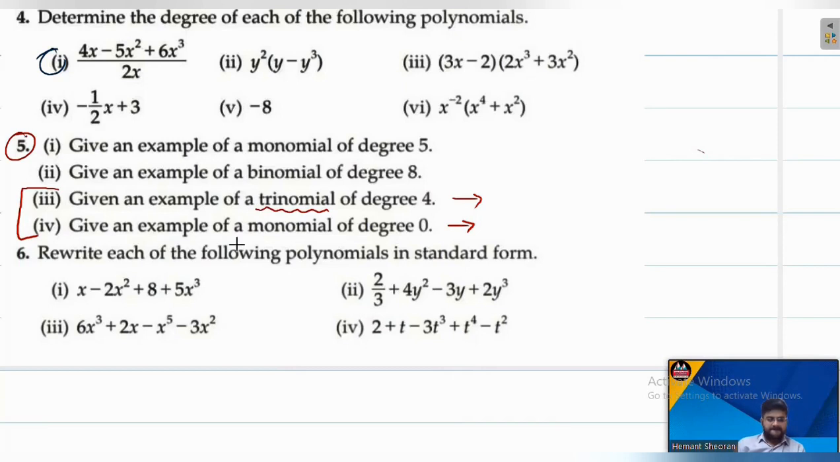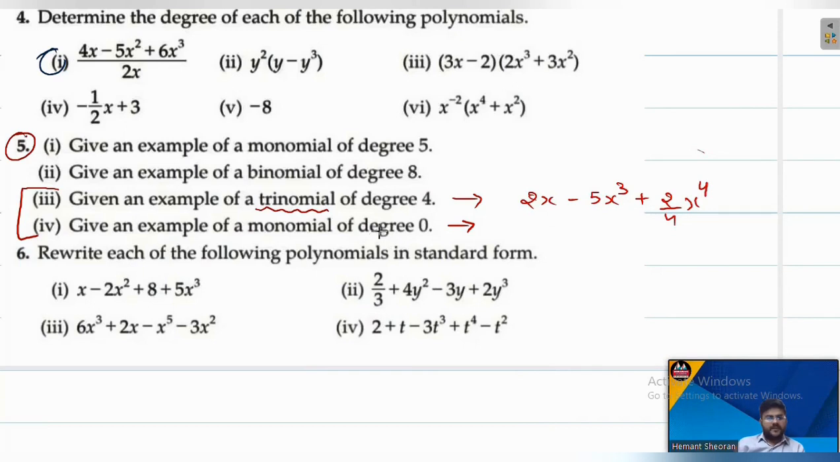Okay. So I can say 2x minus 5x cubed plus 2 over 4x to the power 4. Sorry, 2 over 4x to the power 4.